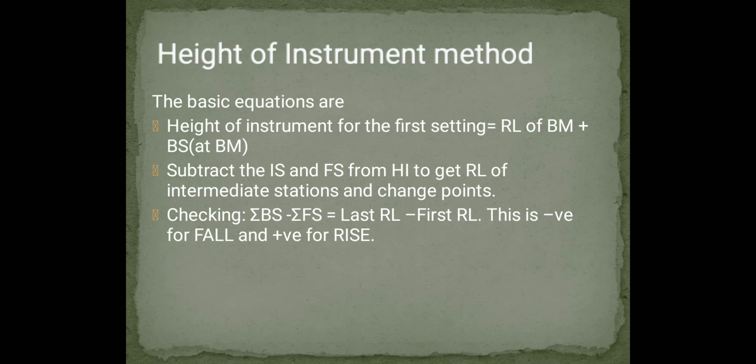Height of instrument method. The basic equations are: the height of instrument for the first setting is equal to the reduced level of the benchmark plus the backsight. Subtract the intermediate sight and foresight from the height of instrument to get the reduced level of the intermediate stations and change points. The check is done as summation of backsight minus summation of foresight is equal to last RL minus first RL. This is negative in case of fall and positive in case of rise.